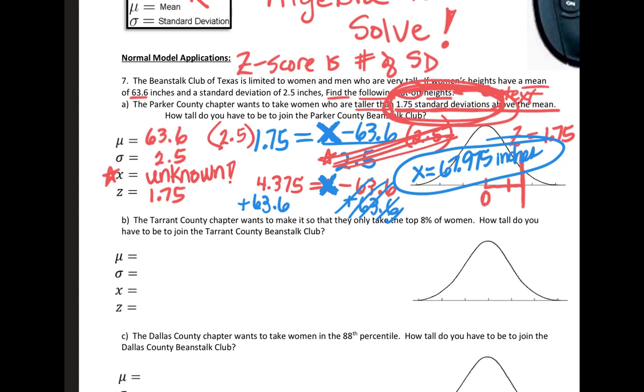Okay, so let's do that for the next one here. So let's take a look. The Tarrant County Chapter has different criteria. They want to take only the top 8% of women. So I don't know what this is here, but the top 8%. So you have to be this tall, where that blue line is, to be able to be in the top 8%. Okay, so we're going to figure that out.